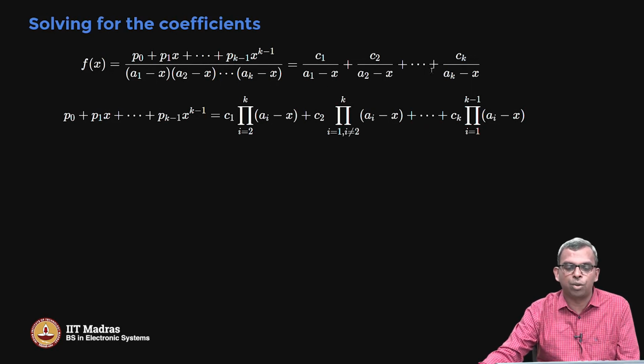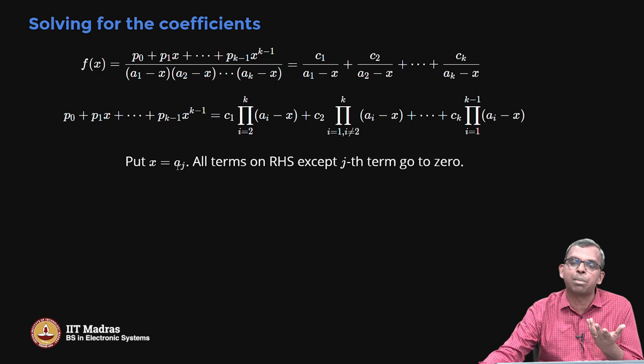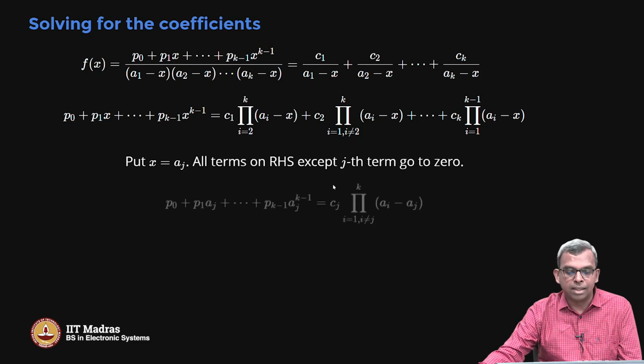Here is a repetition of that idea we had before. F of x is this guy, which is C1, and I multiply it throughout by the denominator here, and I get this expression. So here, if you put x equals aj, this is the really nice trick here. If x equals aj, all the terms on the RHS will go to 0 except for the Cj term, right? Why doesn't the Cj term go to 0? Because it doesn't have aj minus x. So that alone will survive, everything else will go off to 0. So you will simply get the Cj term.